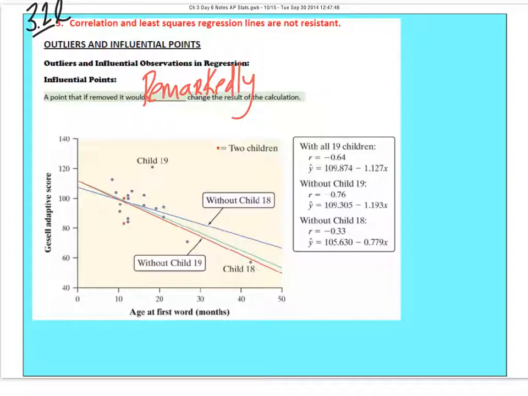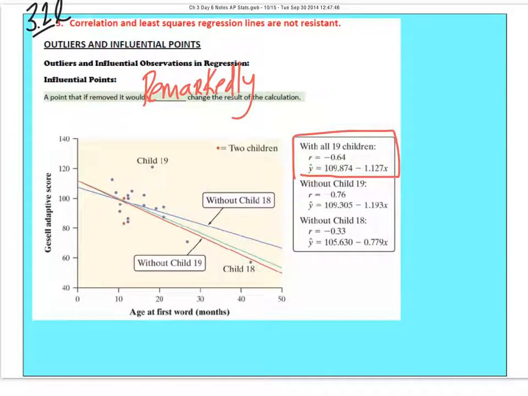We have here the age in months of a child at his or her first word. And then there's an adaptive scale here that gives it a score accordingly. For example, here we have child 19 who at about 20 months has an adaptive score of about 121 or 22. If you look at all the data on this scatter plot, right here's the first equation with all 19 children. They've come up with a least squares regression line used to predict, and here's the correlation number.